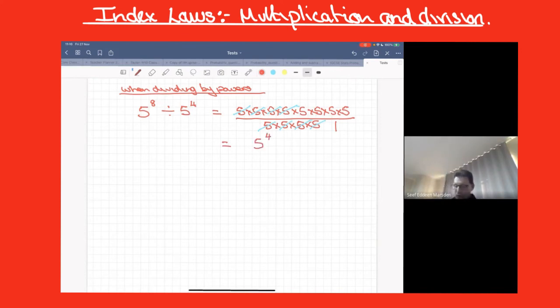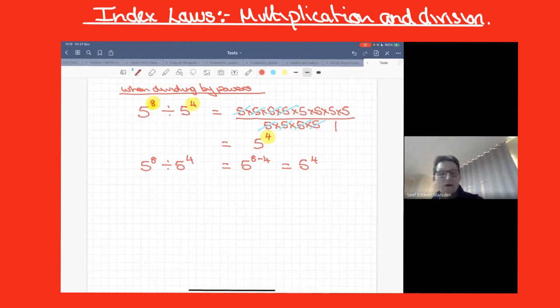Now look what we've done with the powers in this case. That is to the power of 8. That is to the power of 4. And the answer is to the power of 4. So we've subtracted the powers. So 5 to the power of 8 divided by 5 to the power of 4 is equal to 5 to the power of 8 minus 4, which is equal to 5 to the power of 4.